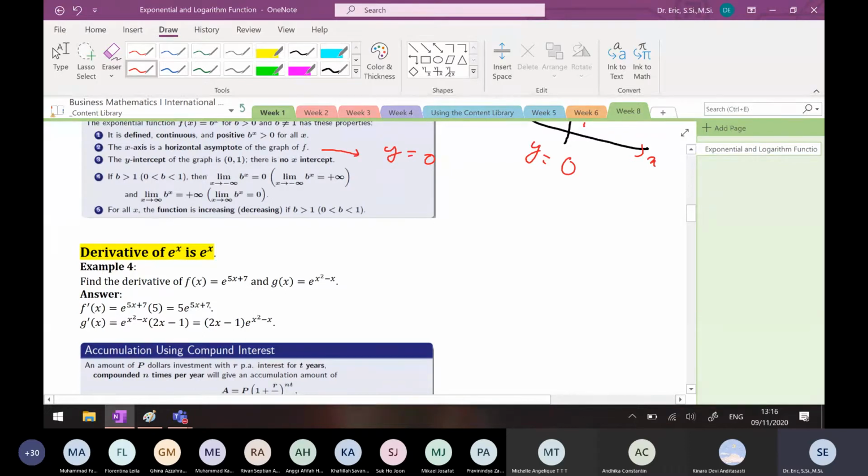And what is g prime of x? The derivative of g at x, that is e to the power of x squared minus x. Don't forget, now the capital X is x squared minus x. So the derivative of e to the capital X is e to the capital X. But don't forget, we have to multiply with the derivative of capital X with respect to x, that is 2x minus 1. So you have (2x minus 1) times e to the power of x squared minus x. This is by using the chain rule.